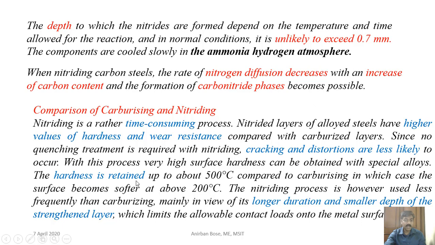Hardness is retained at very high temperatures. Up to 500 degrees centigrade, the surface hardness can be retained, whereas in carburizing it is only up to 200 degrees centigrade. The main disadvantage is the longer duration and smaller depth of the strengthened layer. This is the main disadvantage. That is why many times in industry, nitriding is not preferred.